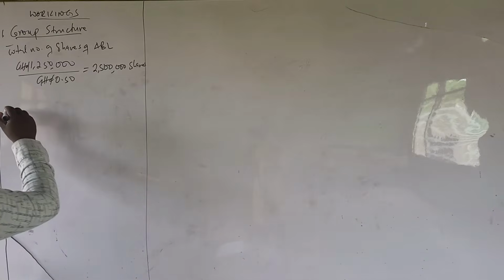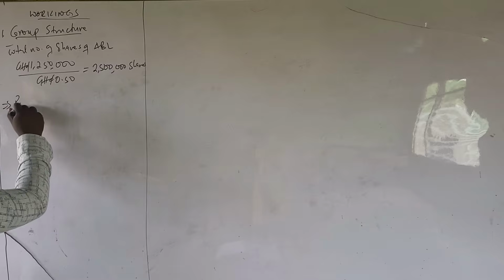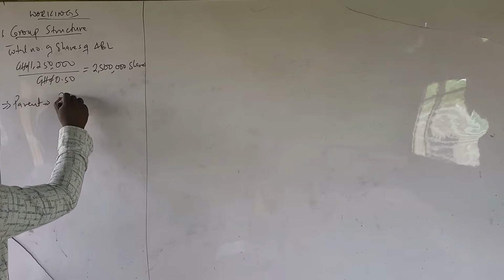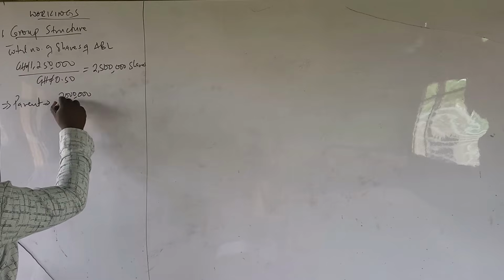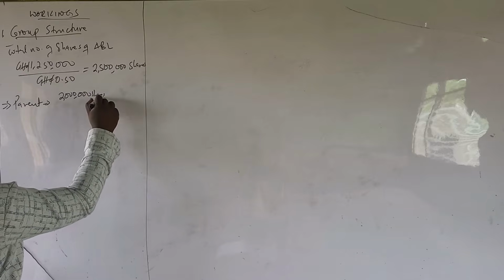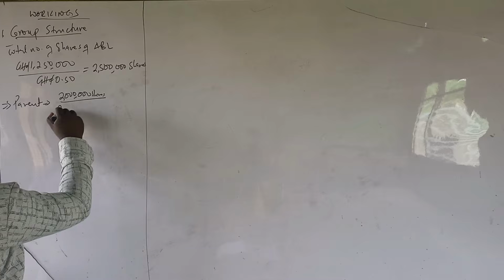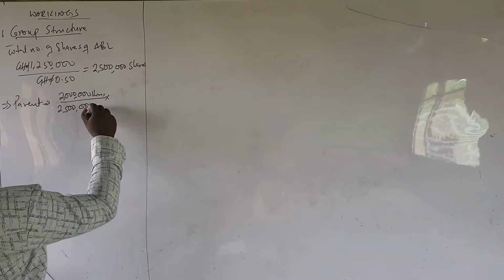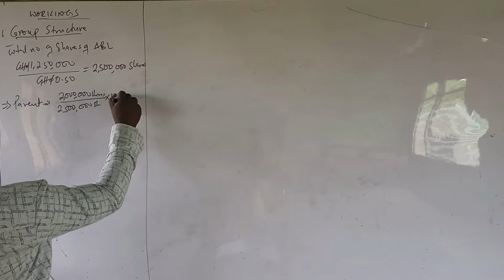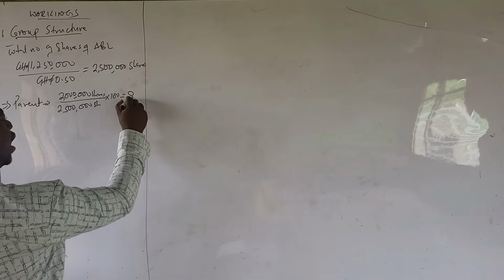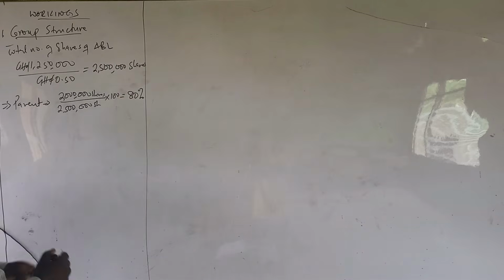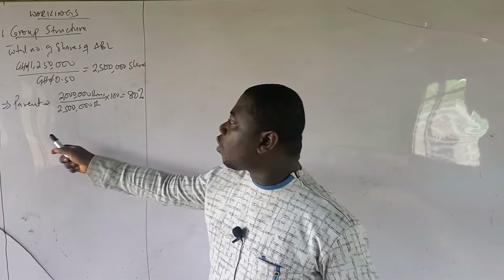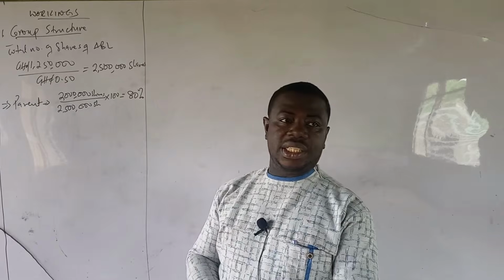And so in order to get your group structure, you see that the parent acquired 2 million shares all over the total number of shares, 2.5 million, times 100. And that is going to give us 80%. So what we are trying to say is that the parent, or GBL, acquired 80% shares in the subsidiary.